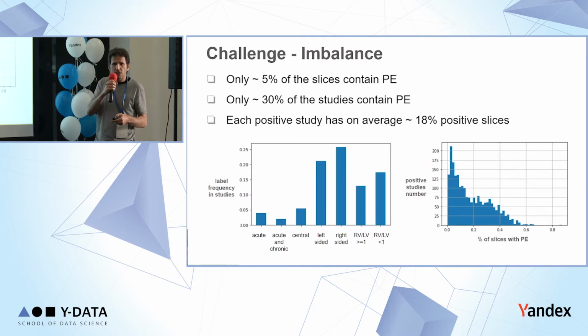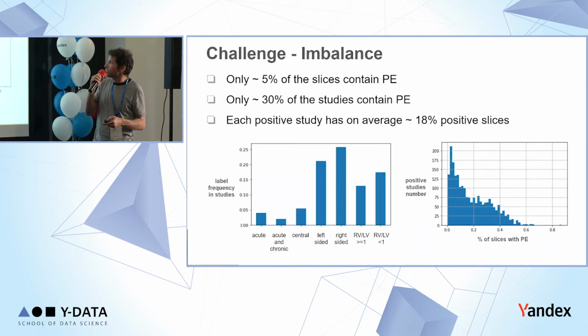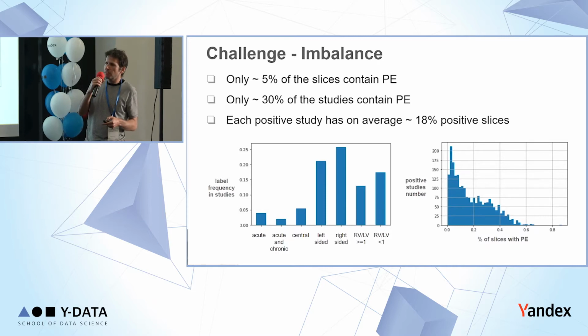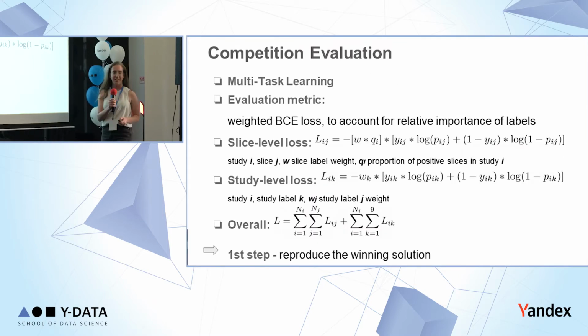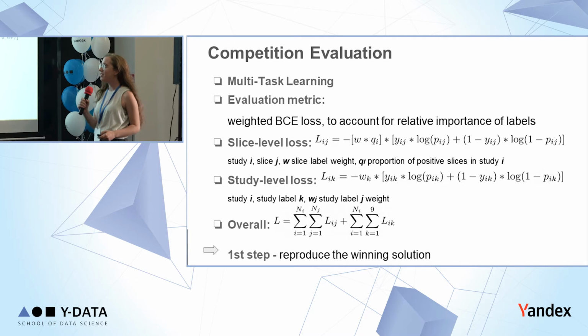And it was really challenging data as it was really imbalanced. Only 5% of the slices contained PE. Only 30% of the studies, the scans, contain PE. And each positive study has on average 18% positive slices. You can see also the other study labels are very rare, like maximum 25% and the minimum is like 3%.